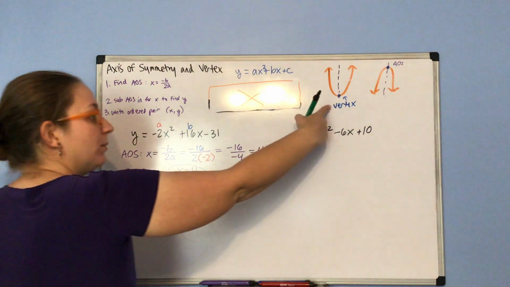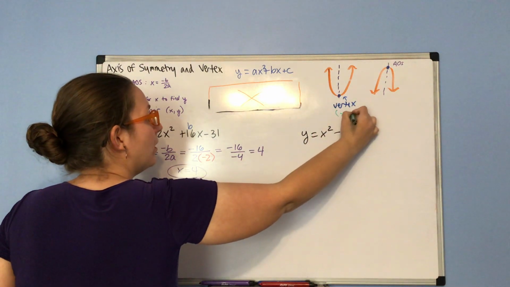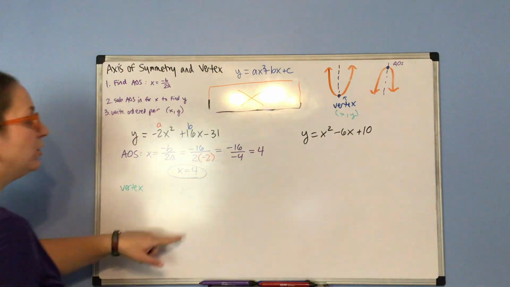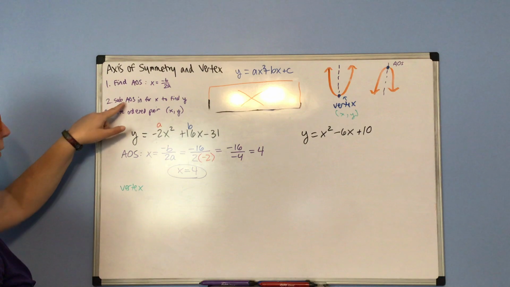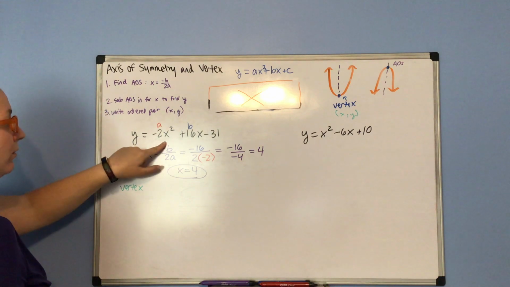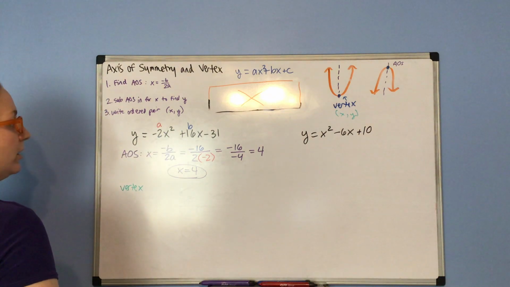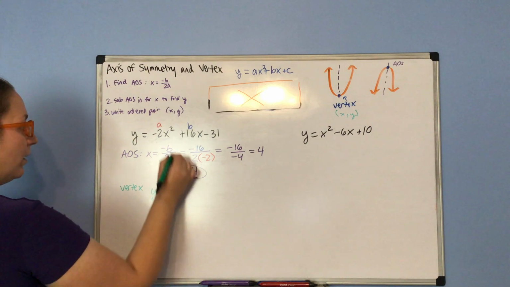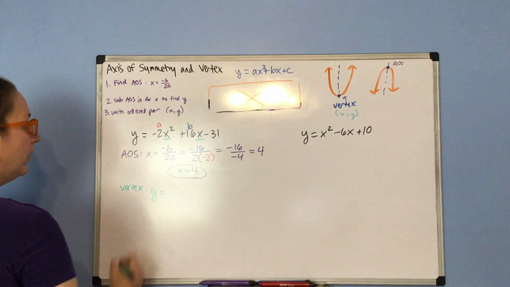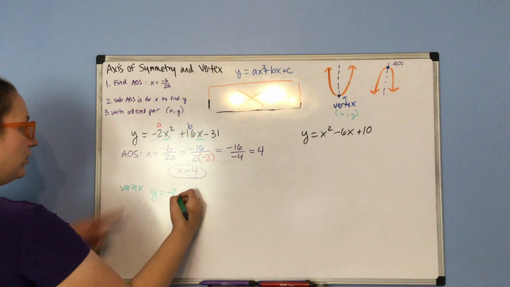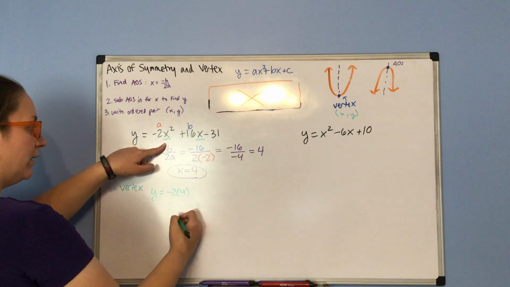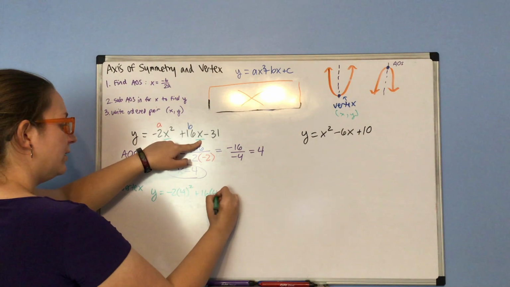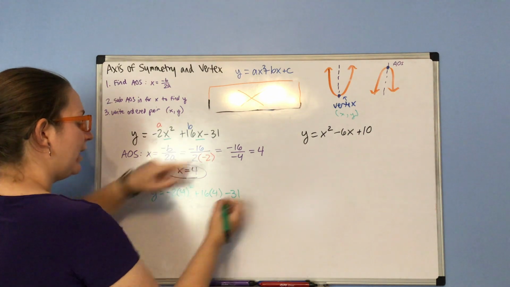Our vertex is an ordered pair. It's an x, y situation. The x is that x-coordinate we just found. To find the y-coordinate of our vertex, we're going to plug our axis of symmetry number in for all of our x's in our original equation. So since my AOS is 4, I'm going to plug in 4 here and here. So negative 2 times 4 instead of x squared, plus 16 times 4 instead of x, minus 31.